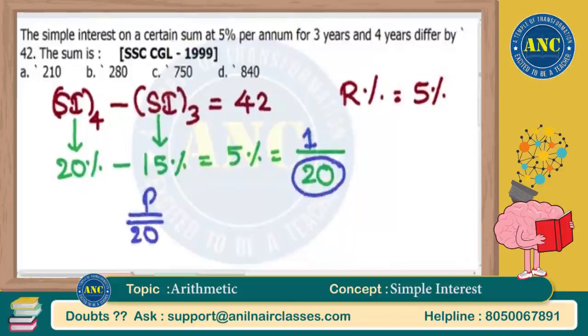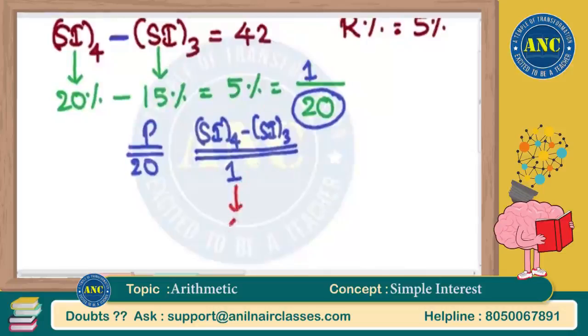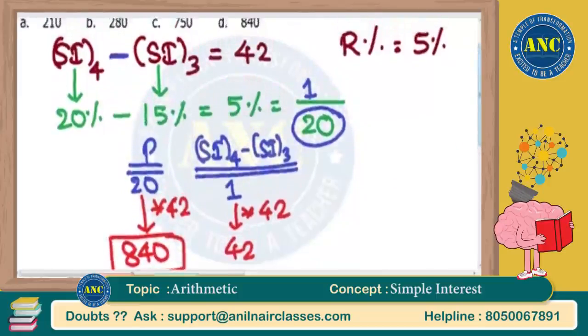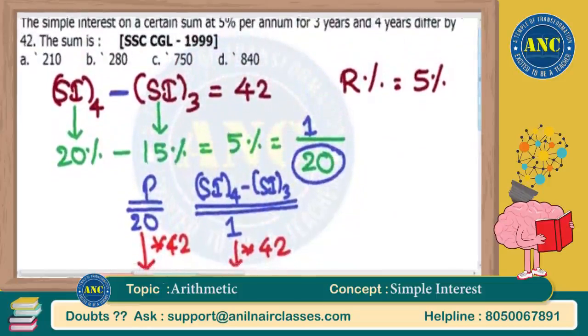How did you get this when I took the difference of these two? The difference of simple interest for 4 years and simple interest for 3 years should be 1 rupee. But according to the question it is not 1 rupee, it is 42 rupees. 1 into 42 is 42. 20 also multiply by 42. 20 into 42 is 840 rupees. Answer for this question is 840 rupees. Very logical way of solving the question.